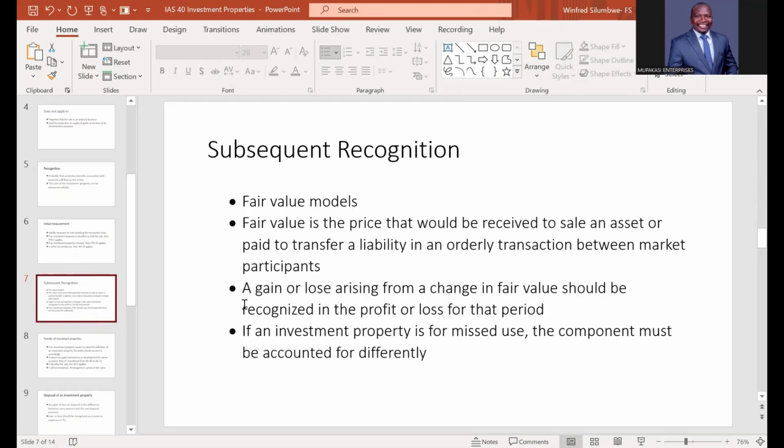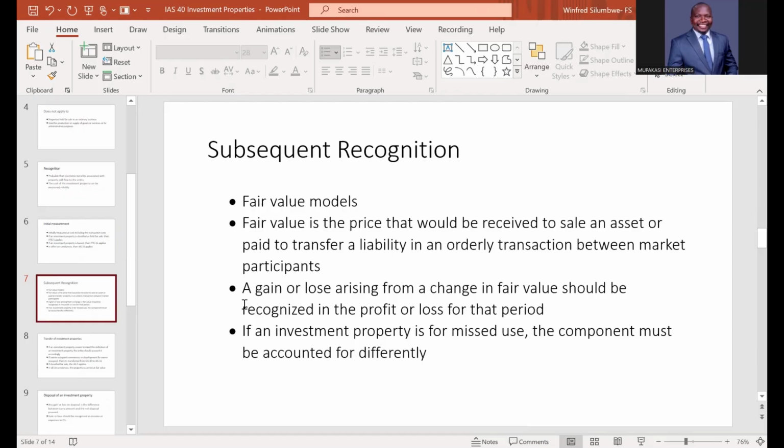But for investment property, you do not depreciate, because the purpose is to sell it. The purpose is for it to gain in value, because when you depreciate, it loses value. So you can't depreciate an investment property. Instead, use the fair value model. Fair value is the price that would be received to sell an asset or paid to transfer a liability, meaning in that year you need to ask evaluators to evaluate how much this house is now worth. We built it at 100 million. Now this year, how much is it?